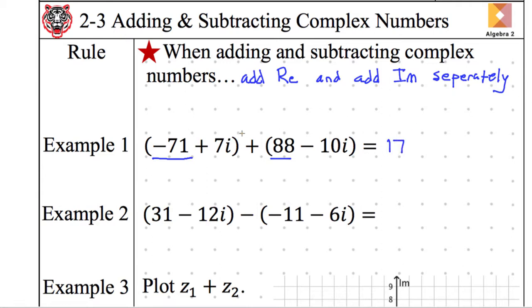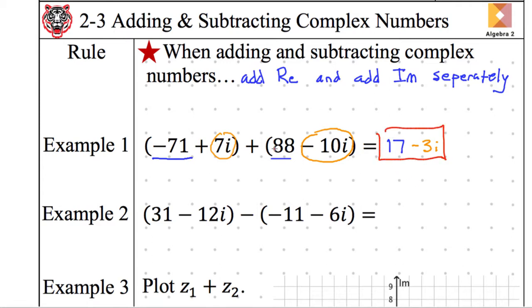Okay, and then in orange, I'm going to circle my imaginary parts. I'm circling that negative also because it is part of that imaginary part. I have to add a 7i with a negative 10i. So 7 minus 10 is negative 3, so it's going to be minus 3i. And there's my final answer. I'll box it. It is that easy.